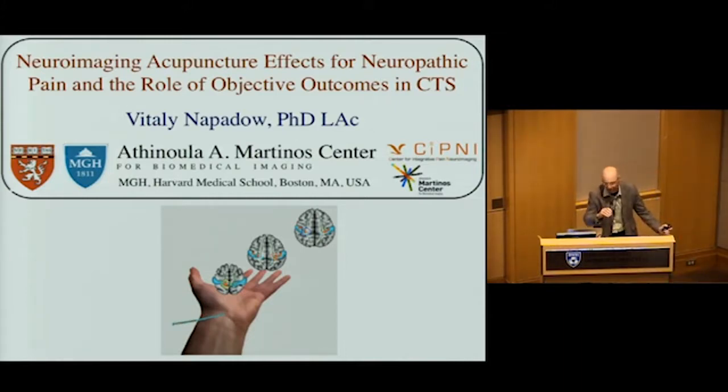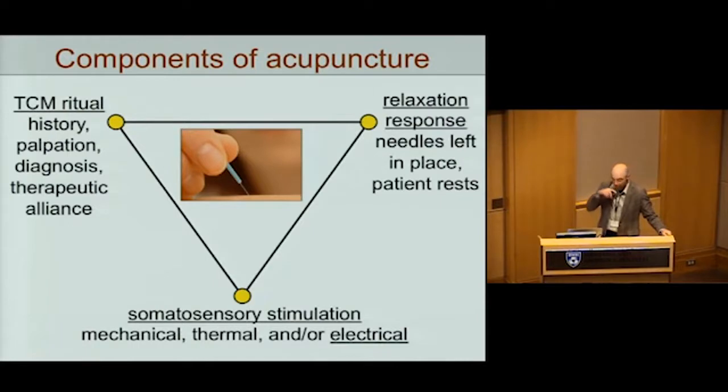Yeah, thank you very much, Darshan, for that introduction, and I'll get right into it. This work represents a series of studies that we've been doing in the lab for a while to try to understand acupuncture mechanisms. We know that acupuncture can be comprised of different components. There's the ritual associated with the procedure itself, which has to do with the history, the palpation, and all the elements that go into that.